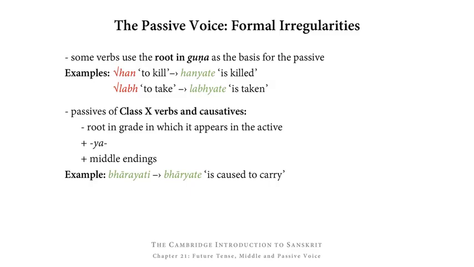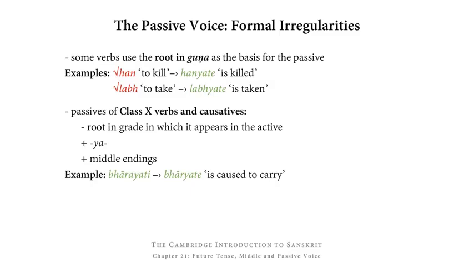Finally, there's 2 more formal irregularities to note, which however should not give you any trouble in recognizing the passive forms in question. The first of these is that some verbs actually use the root in guna as the basis for the passive. Normally you would expect to find the root in 0 grade, plus ya plus middle endings. These use the root in guna, plus ya plus middle endings. So for example, of han, to kill, we get a passive hanyate, is killed, and of lab, to take, we get a passive labyate, is taken. You can recognize both of these as passives because of the ya plus middle ending.